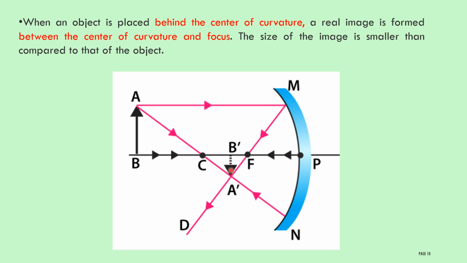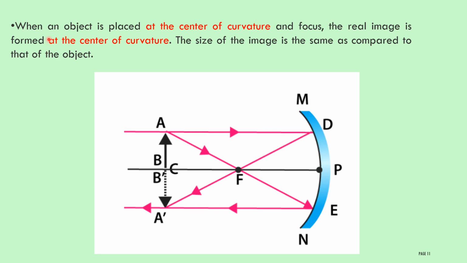Here the image you are getting is real because you are able to get the image on the screen. Therefore, it is real. The next one, compare the size of the image here. The size of the image is smaller compared to the size of the object. These two points are very important. You have to remember. The next one, if you keep an object behind the center of curvature, then the image you will get is between the center of curvature and the principal focus. Whatever image you are getting, that is real, and the size of the image is smaller compared to the size of the object.